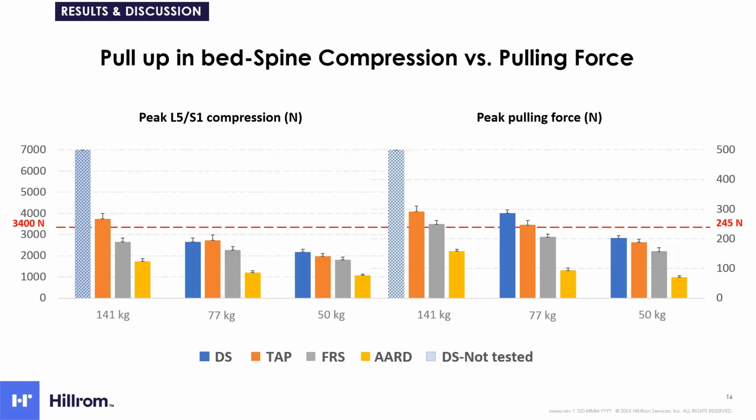So this finding may suggest that pulling force may be a better indicator of the risk of injury than spine compression. If we look at the different repositioning aids and understand the relative benefits, only the AARD resulted in forces that are below the injury threshold for all tested conditions. Other aids are only effective for relatively lighter patients.